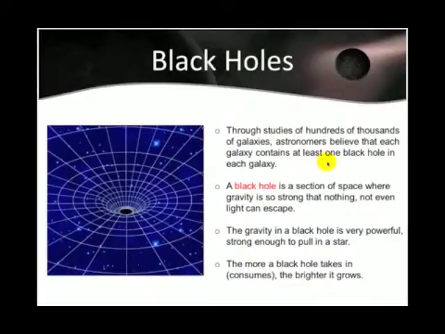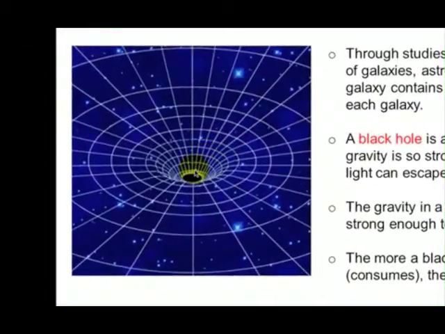Black holes. Through studies of hundreds of thousands of galaxies, astronomers believe that each galaxy contains at least one black hole. A black hole is a section of space where gravity is so strong that nothing, not even light, can escape. The gravity in a black hole is very powerful, strong enough to pull in a star. The more a black hole takes in, the brighter it grows. So as you can see in this picture, this is the black hole, and as time passes by, it grows larger and larger and consumes everything in its path, from stars and planets to any other celestial objects in its area.